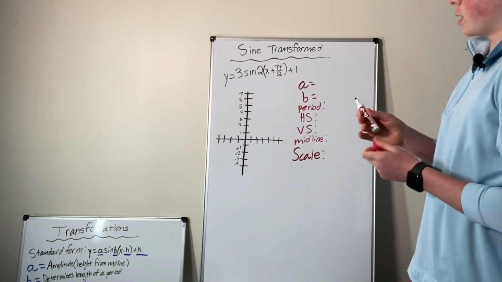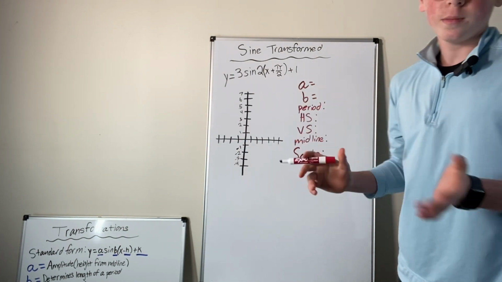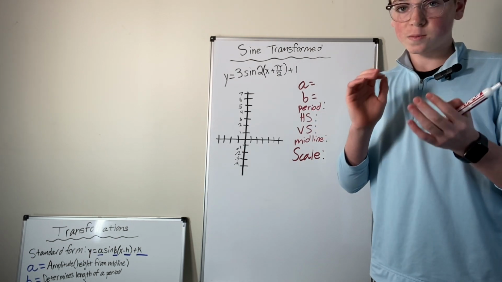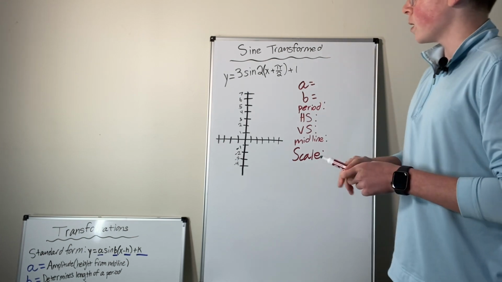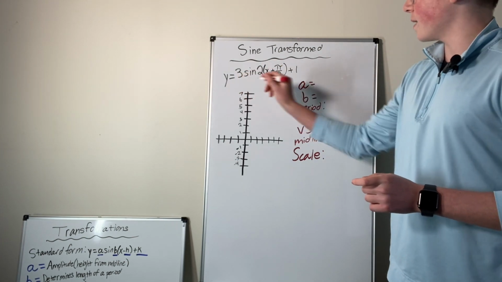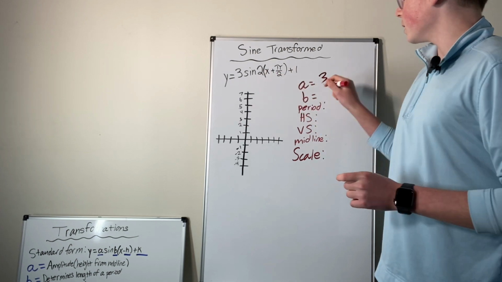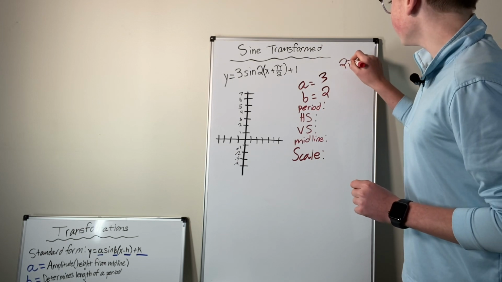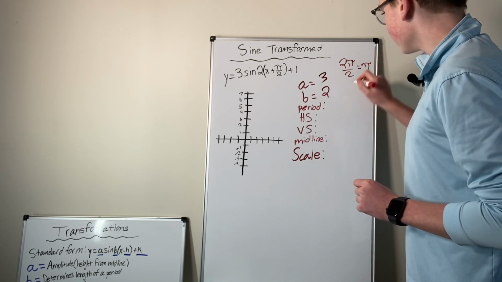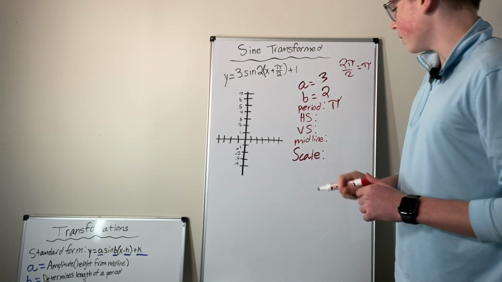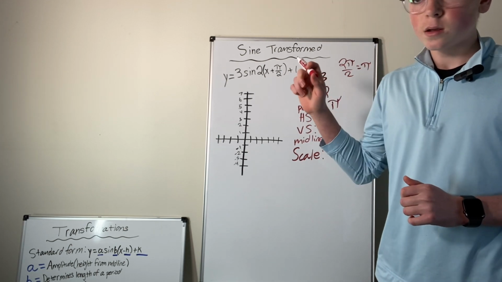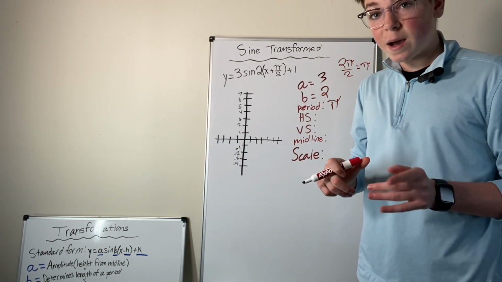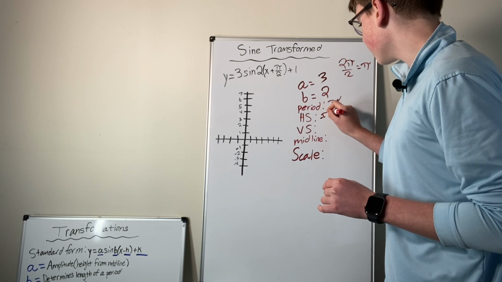So let's start. Our equation is y equals 3 sine 2 of x plus pi over 2 plus 1. So our amplitude, this a value, is 3. Our b value is 2. And when we're looking for our period, again, it's 2 pi over b. So 2 pi over 2 equals pi. So our period is pi. Then our horizontal shift is, there's a plus pi over 2 here, meaning it is minus pi over 2 is our horizontal shift.